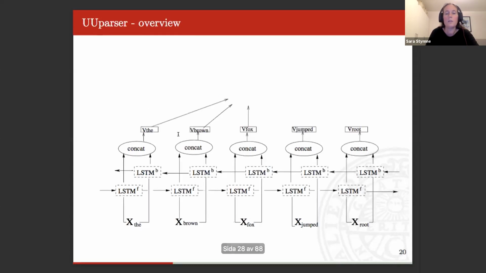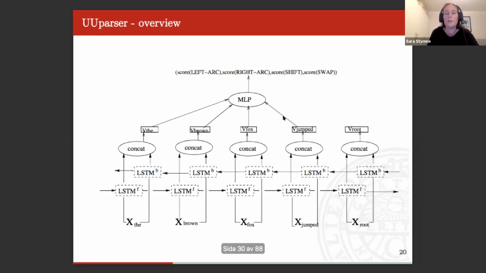And then we take the top words on the buffer, assuming it to be this one in this example, and the top word on the stack, and feed this to a multi-layer perceptron, which then predicts the next action that the parser should take, which could be left arc, right arc, shift, or swap. And in this way, we incrementally build up the dependency tree for each sentence.